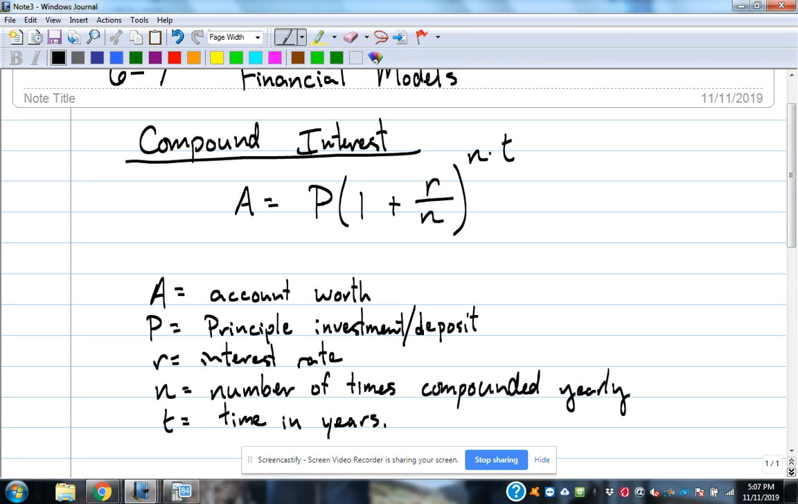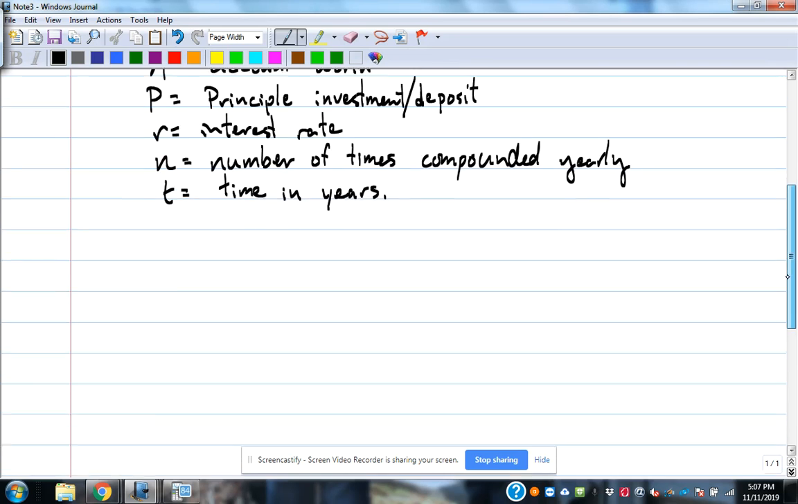But with this, we're going to put all this stuff in here. We're going to be able to calculate that, or we're going to be able to work backwards and solve for how long it'll take to get a certain amount. That's kind of our goal here. So let's take an example.